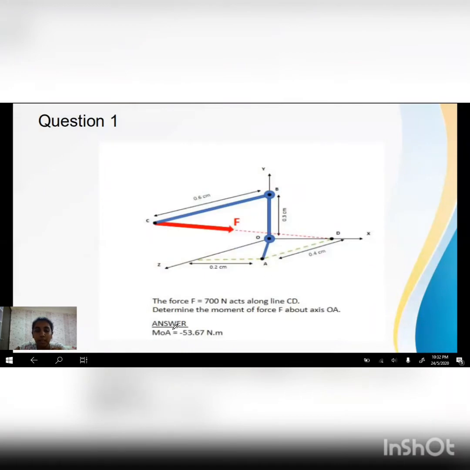The force F is equal to 700 newtons and acts along line CD. Determine the moment of force F about axis OA. So this is line CD and axis OA. This is the answer, which we can use as a reference at the end.